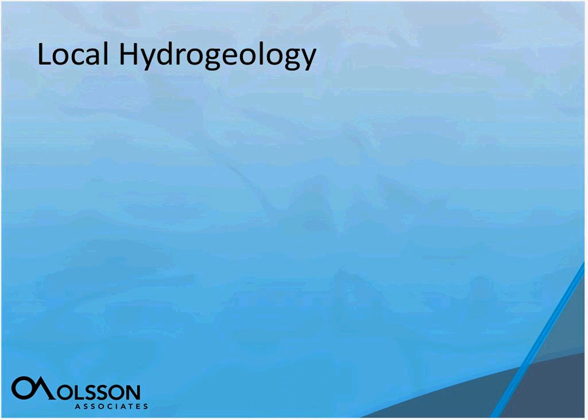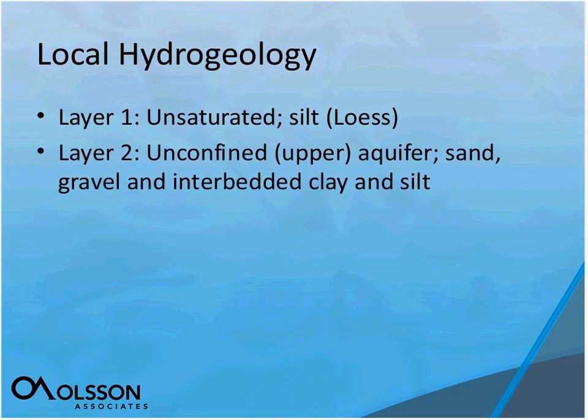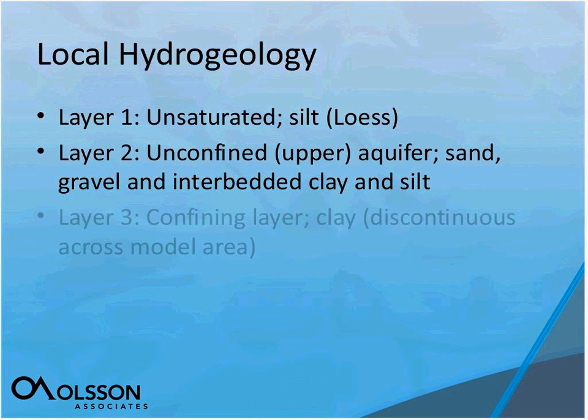So let's start with the local hydrogeology. As I mentioned before, this area has some history of contamination, so there's also a whole lot of history of evaluations done. So we have fairly good geologic information. The first layer is an unsaturated layer of silt called loess, and the second layer is an unconfined aquifer, which we call the upper aquifer, and it's a sand and gravel alluvial aquifer with some interbedded clay and silt. The third layer that we identify in this area is a confining layer that's made of clay, and it is discontinuous across the area.